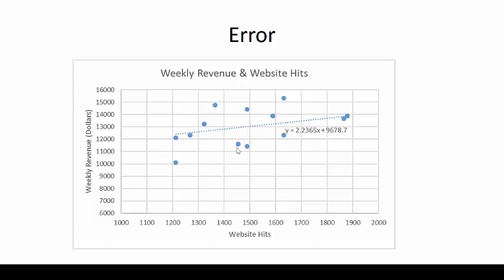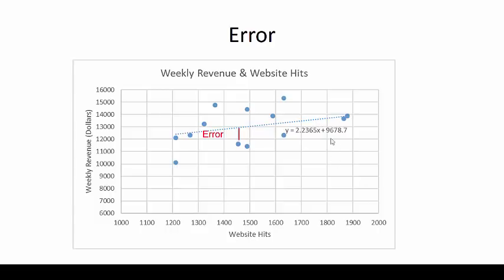Here is a visual depiction of error. If you focus on this dot right here, this is a restaurant, and they had roughly 1,450 website hits. Their observed revenue was about 11,500. But if you look at the regression line, this is the regression equation, this restaurant was predicted to have about $13,000 in revenue. So the difference between the observed revenue and the predicted revenue is error.